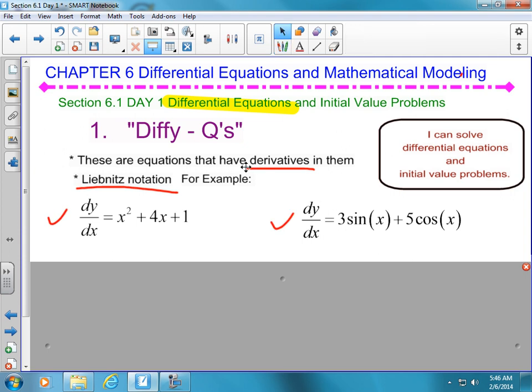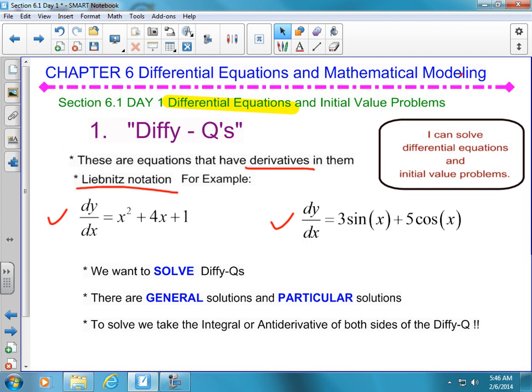Our goal is to solve them, okay? There are two kinds of solutions. One is general. That means you just have a plus c on it. And a particular solution means you have a specific number, like a plus 6 at the end of your solution. So we take the antiderivative, either add a c, which is a general solution, or add a number. Now, if we have a number, this is called an initial value problem. To solve, we take the antiderivative of both sides of the differential equation.